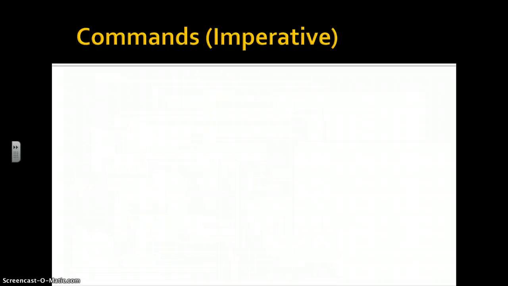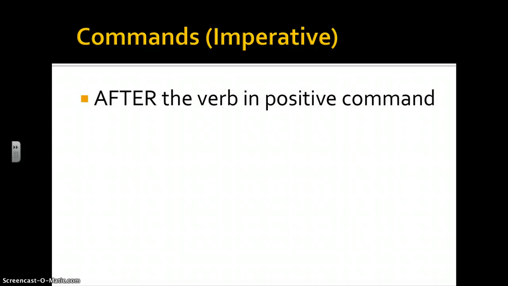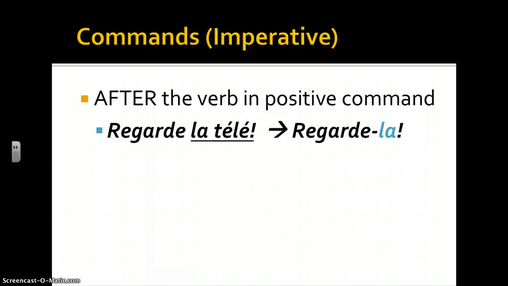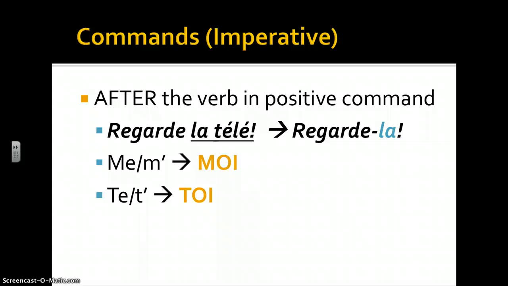Oh well. Alright, now we're going to talk about how things change a little bit when I have a command, when I have an imperative. What happens is it actually goes to the end. Check it out. Regarde la télé, regarde-la. Throw that pronoun right at the end of the sentence. If you're using me or moi, me changes to moi and te changes to toi.